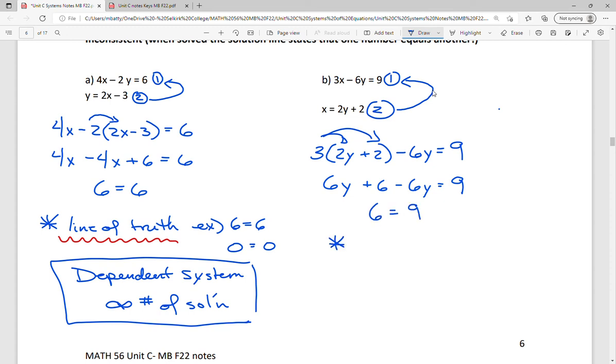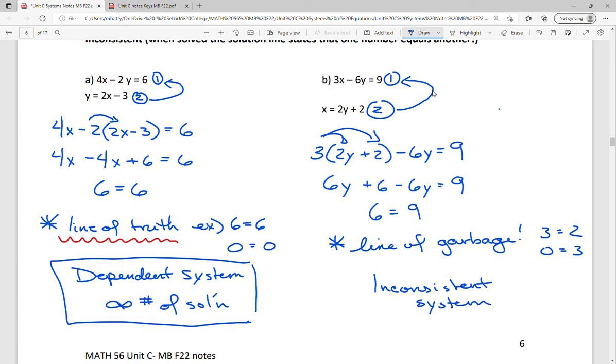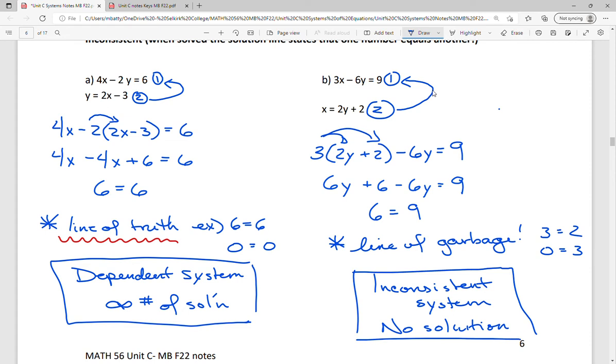You're left with a line of garbage. I call it garbage or nonsense. So 3 equals 2, 0 equals 3, any of this, 6 equals 9, that is my indicator that this is an inconsistent system. There are no solutions for this one. It's absolutely impossible to satisfy these. These would be parallel lines. You can't see them in this format, but that's what we did in the solving by graphing.